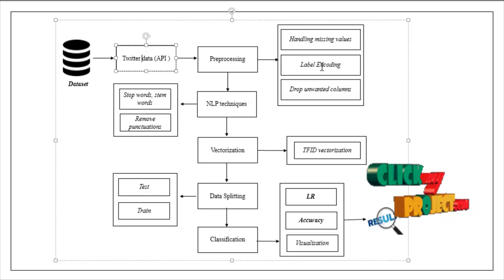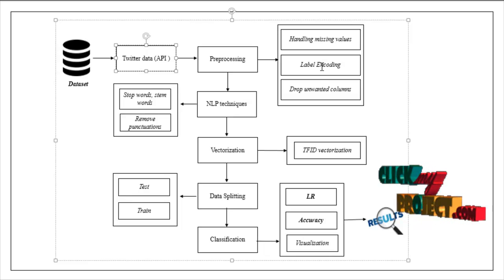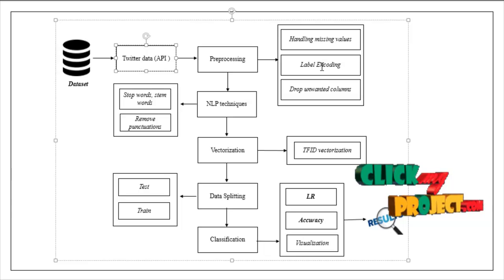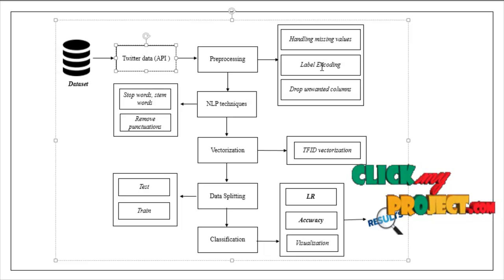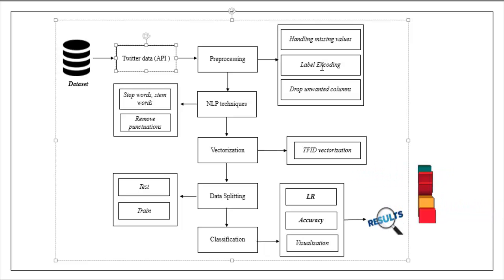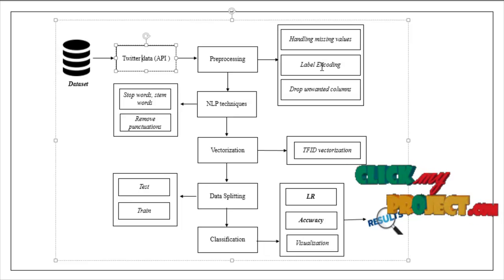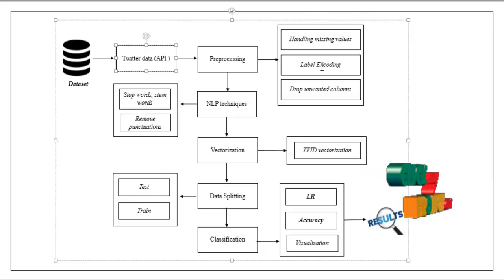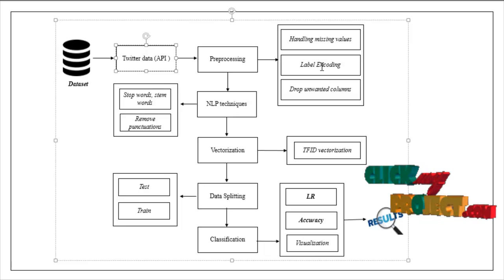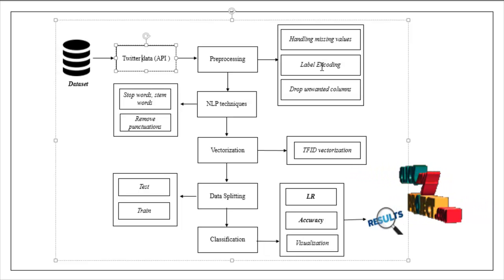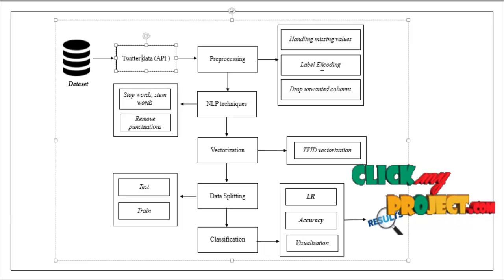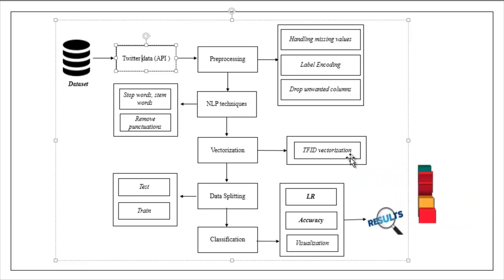Then we have to implement the NLP techniques, that is natural language processing. In this step we have to clean your text or tweet. So in this step we have to remove punctuations, then perform tokenization, remove the stop words, then stem words. These are the techniques which we perform in NLP. Then we have vectorization or feature extraction. This is the mandatory part for implementing the machine learning algorithm. We have to vectorize your text data into some array format. In this step we have to use the TF-IDF vectorization.